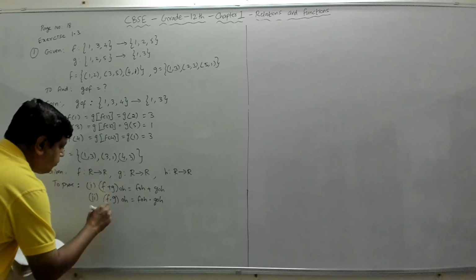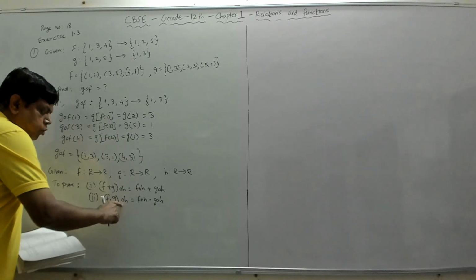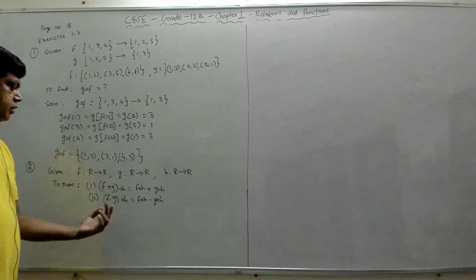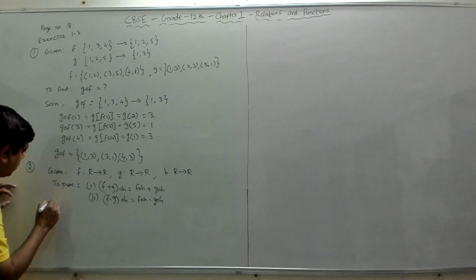Dot means multiplication. Here dot means f into g. This is composition of, if you put of, then this is composition of function. This f dot g means multiplication of two functions. Now we need to prove this. Now what is the proof?